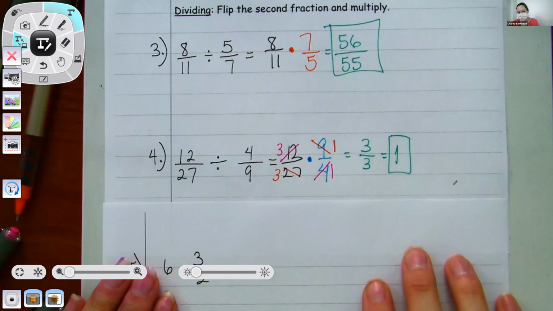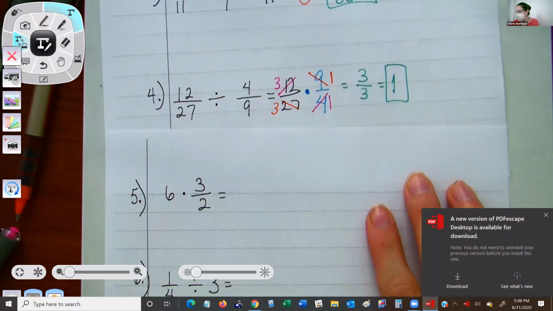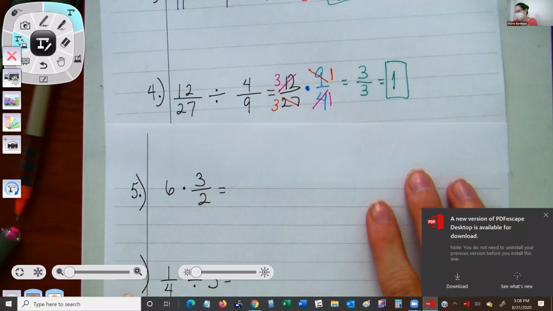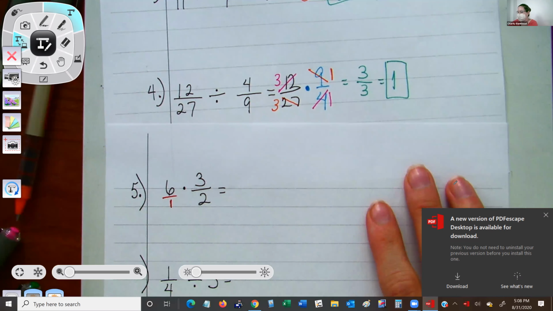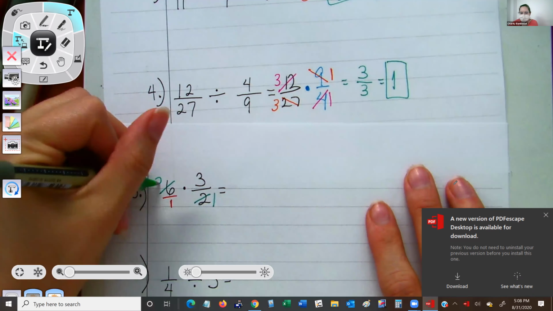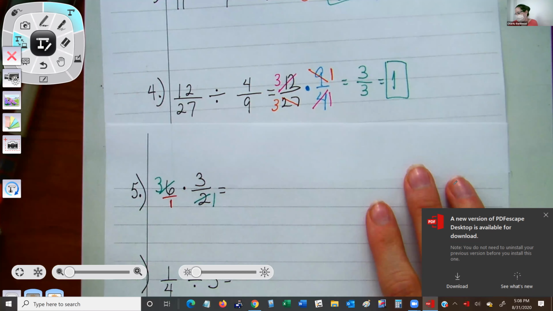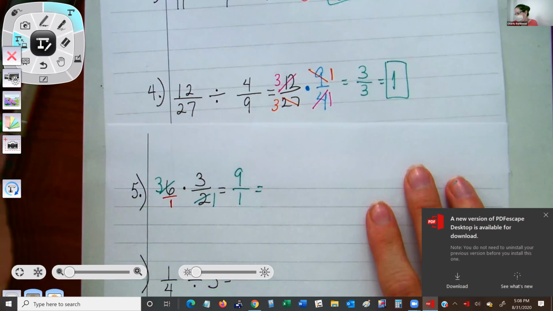Okay. So 6 is the same thing as 6 over 1. And we're multiplying. And 2 goes into 2 one time, and 2 goes into 6 3 times. So 3 times 3 is 9, and 1 times 1 is 1, and 9 over 1 is 9.